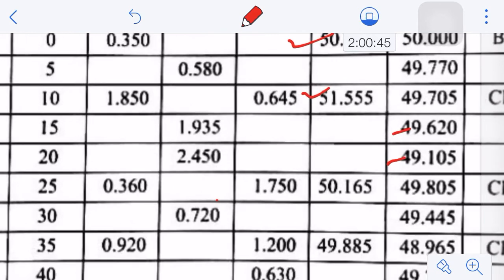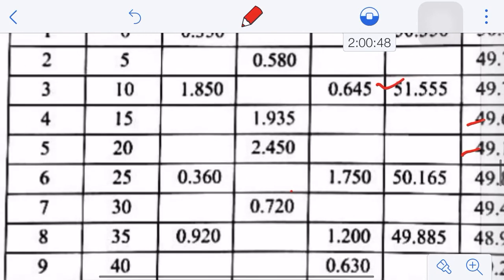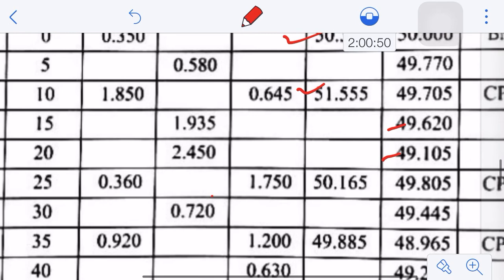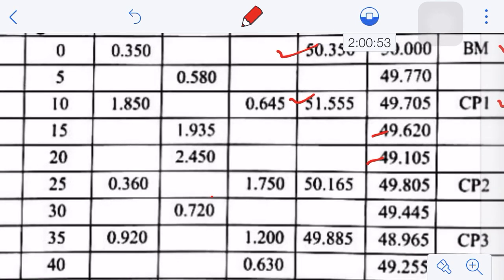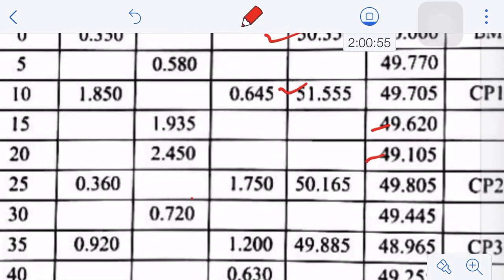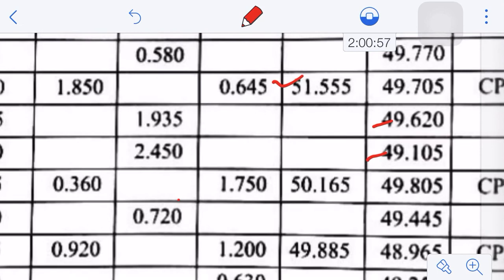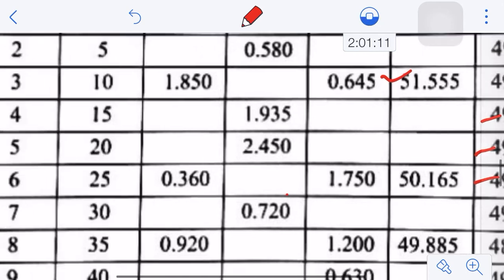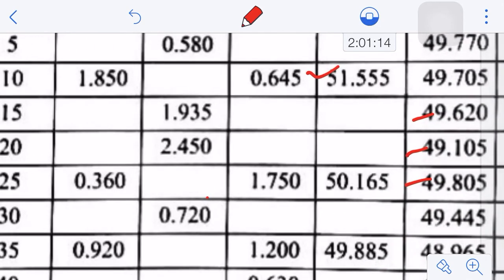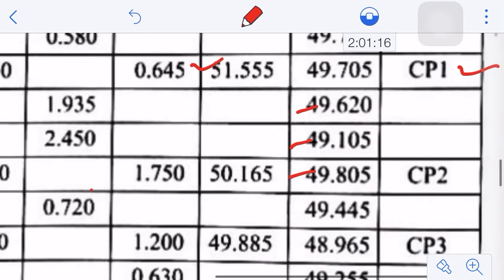Once that is done, you will finally compute the RL for station number 6, and this is the location after which you are going to change the location of the instrument. So this reading is not an IS, it is an FS, 1.750, and it should be subtracted from this 51.355. If you do that, you get the RL of 49.805. So the RL of station number 6 is also with you. But as we are shifting our instrument after this station, it is indicated as change point 2.